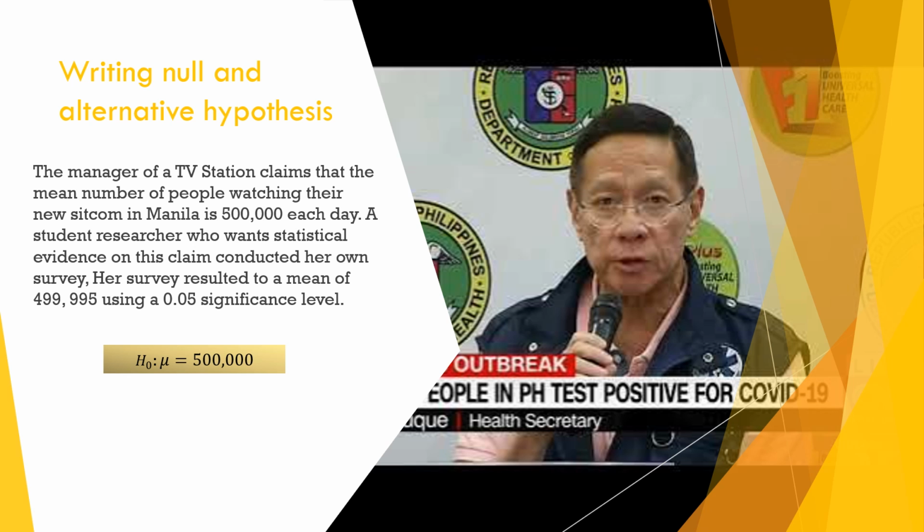How about the alternative? So, in this case, ang situation, kiniklaim ay 500,000. Pero merong isang researcher na nag-conduct ng survey which is nag-result sa 499,995. Therefore, ang magiging alternative hypothesis natin for this example is that mean is less than 500,000.